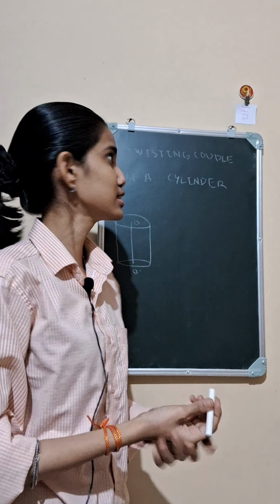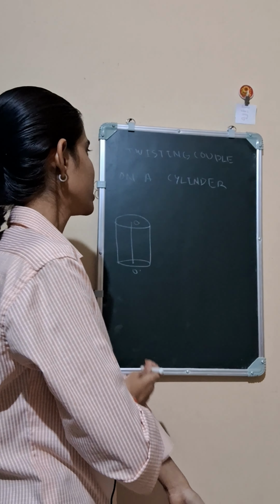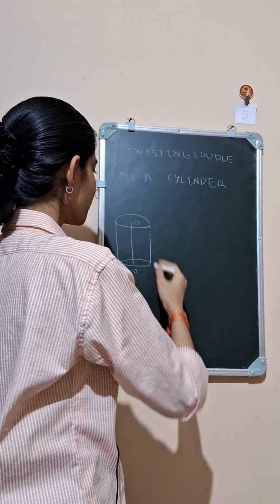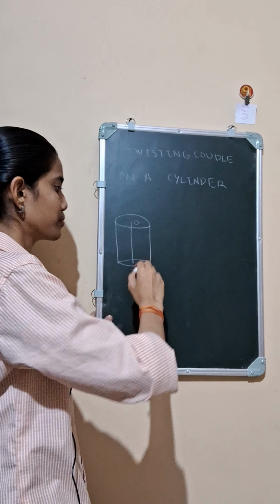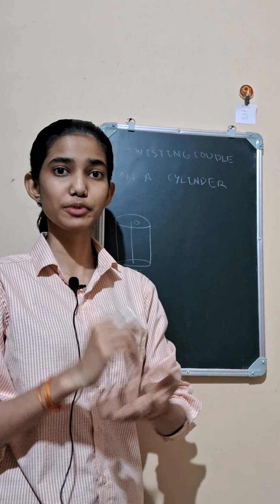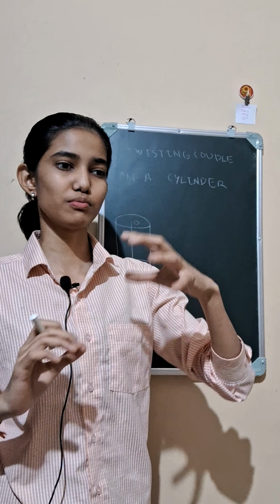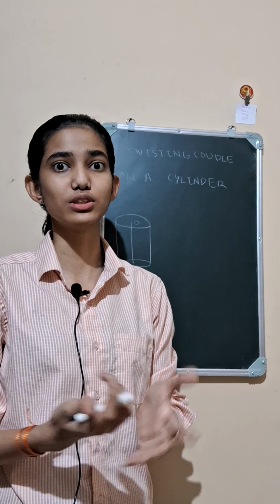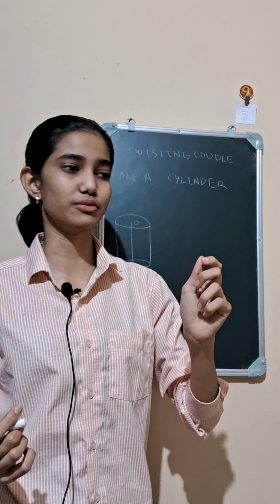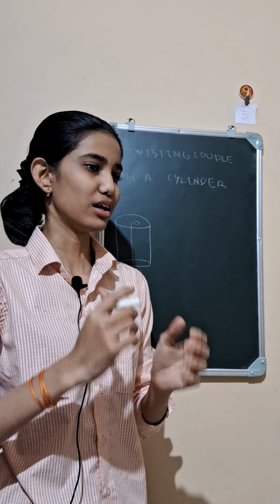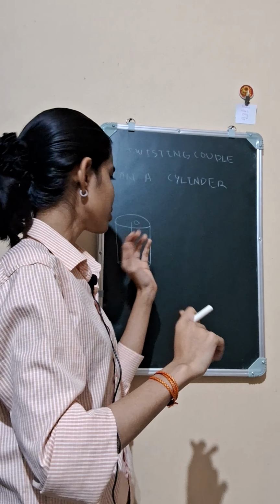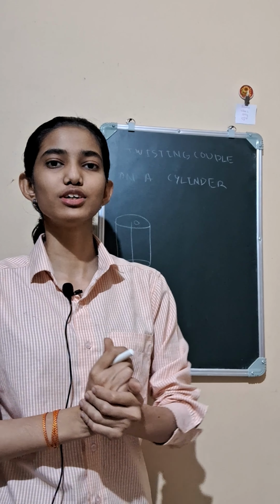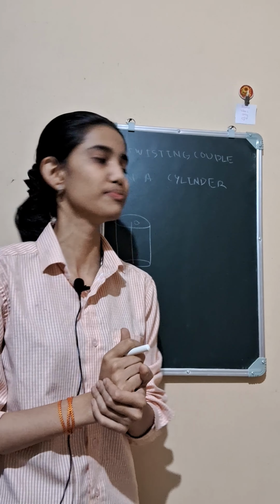So let's get started. We are going to calculate twisting couple on a cylinder. First, we are going to calculate twisting couple for a solid cylinder. Here I have taken a solid cylinder. We know that a solid sphere is made up of a large number of hollow spheres. I had told you that analogy with jawbreaker candy. Similarly, a solid cylinder is also made up of an enormous number of hollow cylinders.